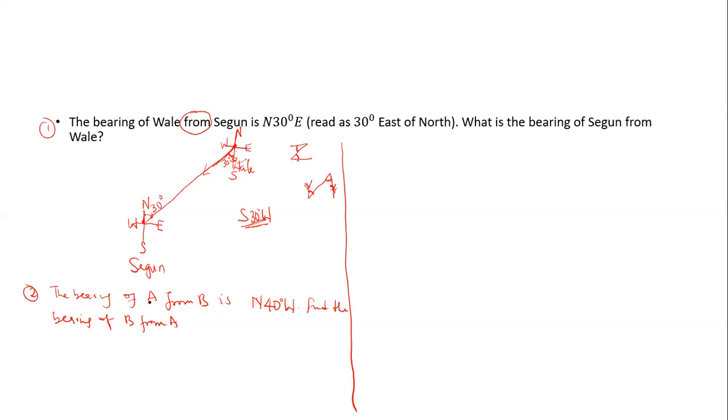So look at it. The bearing of A from B. So B is our reference. They assume we know where B is. So let's assume that this is where B is. And they have said that the bearing of A from B is 40 degrees west of north. So this is north, this is south, this is west, this is east. So 40 degrees means you measure 40 degrees from the north towards the west.